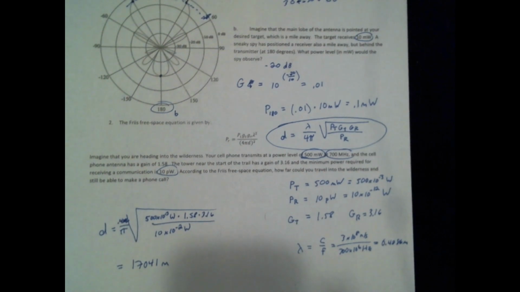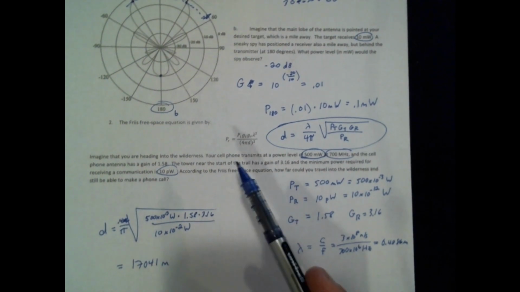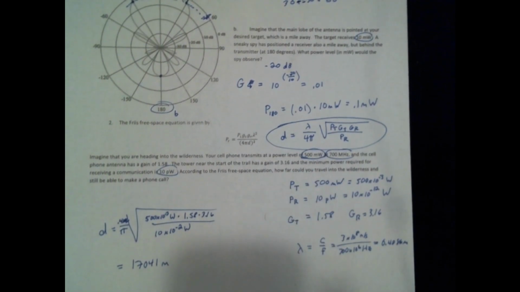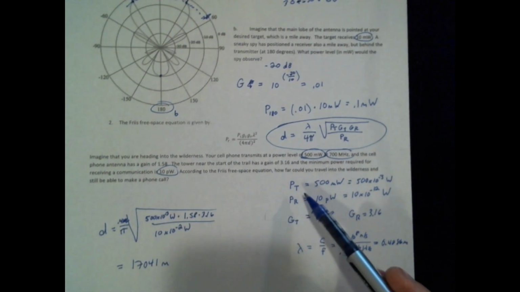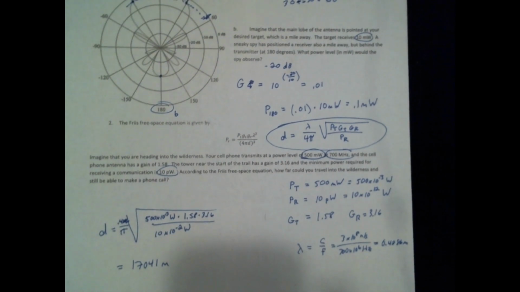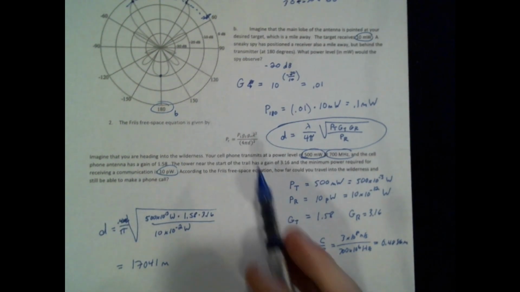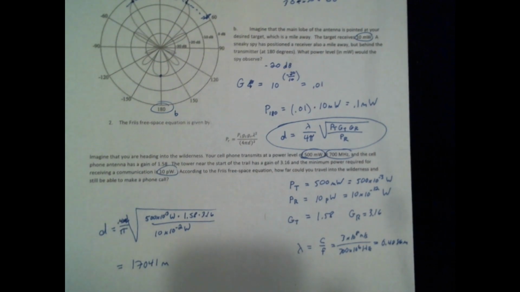So again, this is really just plug and chug. I would have both of these forms on your equation sheet so that you can do it quickly, and really it's just a matter of reading the problem, figuring out what PT, PR, GT, GR, and lambda are, or in the event that you're given distance and asked about the received power, or how much power you have to transmit, again reworking this original equation so that you have the right term. So that's it for problems 1 and 2.